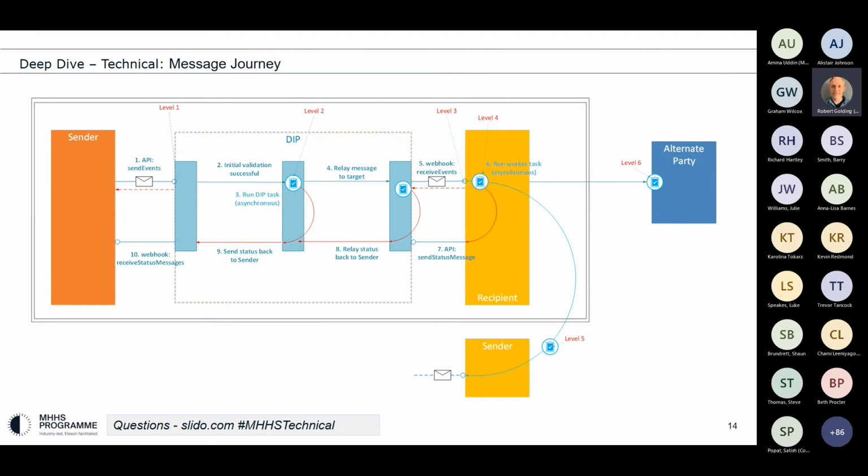This slide describes the typical journey of a message through the DIP from sender to recipient. We've identified the different key points at which a message is validated and then relayed onto its recipient. On the diagram here, you can see level 1, level 2, level 3, level 4, level 5, and level 6 validation.